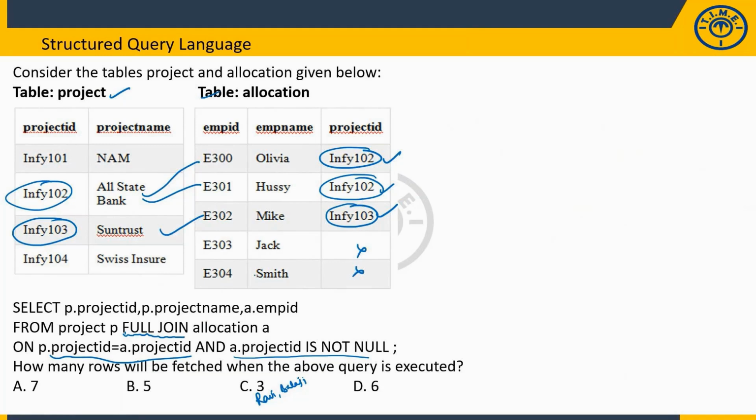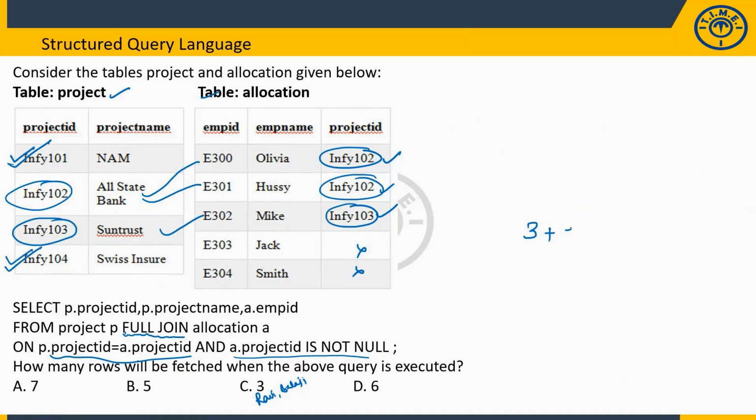These are the three matchings. But remaining non-matchings. What are the remaining non-matchings? Look at, Infi 101 NAM does not have a match with project ID in the allocation. Infi 104 Swiss Insure, that does not have a matching in the allocation table. So these two are not matching. How many matching rows are there? 3 plus 2 non-matchings. What are the two non-matching? Infi 101 NAM and Infi 104 Swiss Insure.